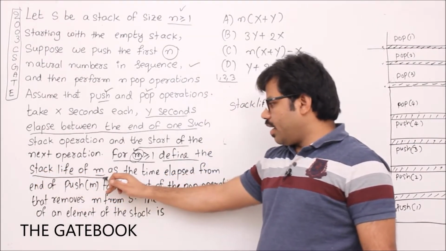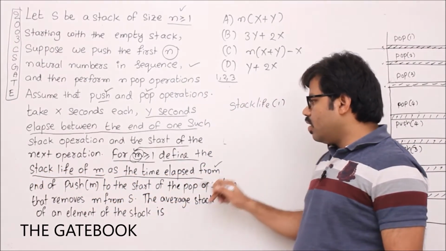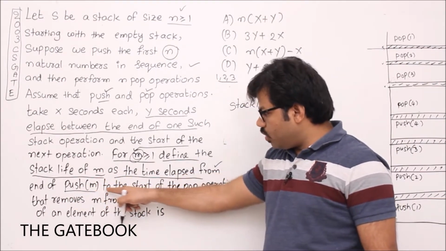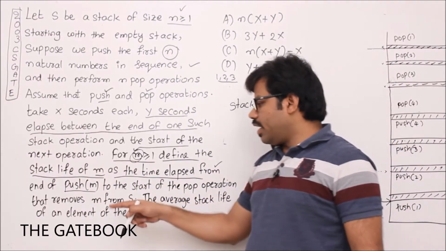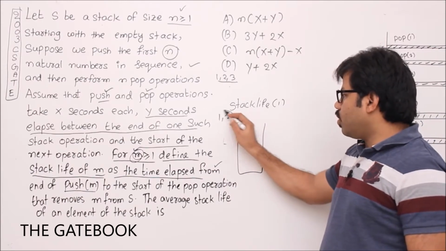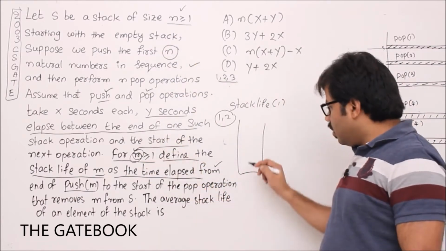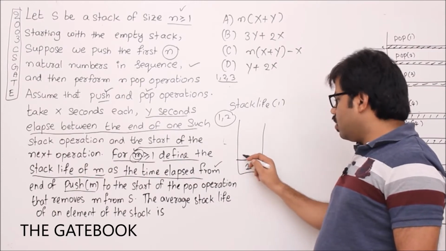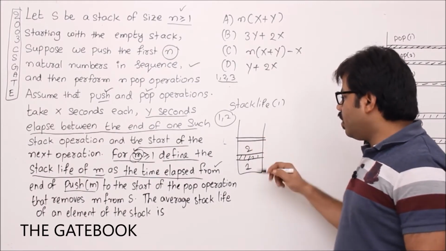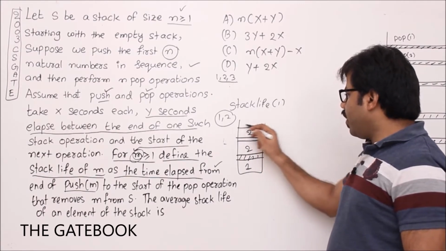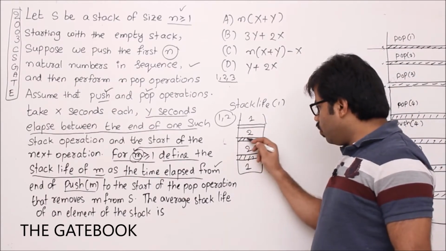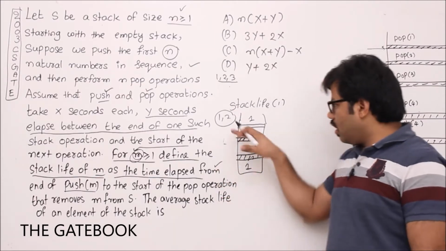Stack life of an element m is the time elapsed from the end of push m to the start of the pop operation that removes m from s. That's why it is about the element. Example, let's say you are pushing two numbers, 1 and 2. According to the story, how to push them? Push 1, then wait, push 2, then wait, then pop 2, then wait, then pop 1. Correct, we know that the recent element will be popped. If you do these operations for two elements, this is what happens.